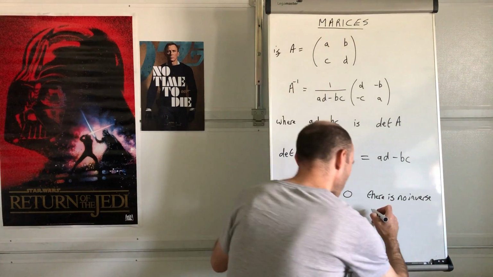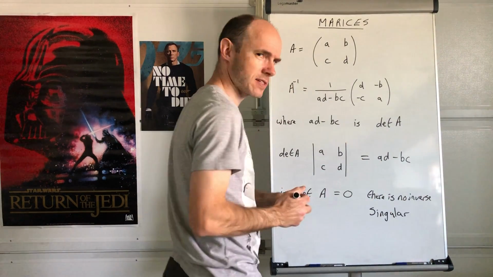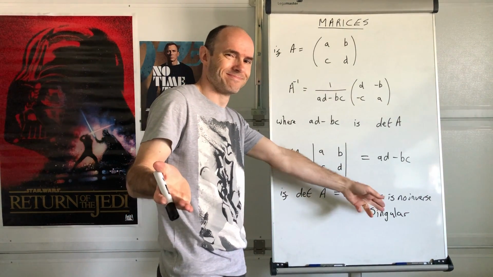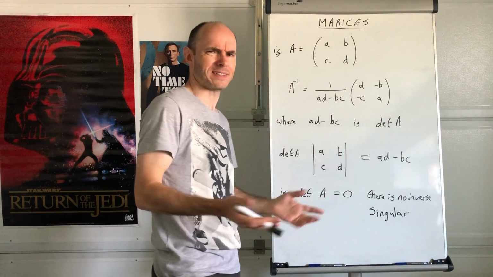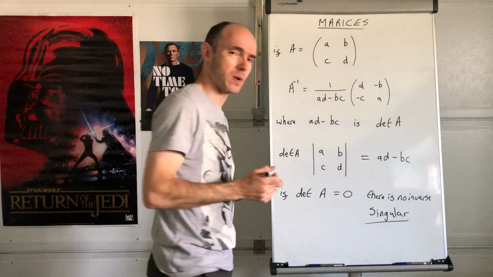This is what we call a singular matrix. I like to think it's because the matrix is on its own. If you've got an inverse, it could be paired with an inverse, for example. It's kind of a sad thing like that, isn't it? There you go. So a matrix is singular if it's got no inverse.